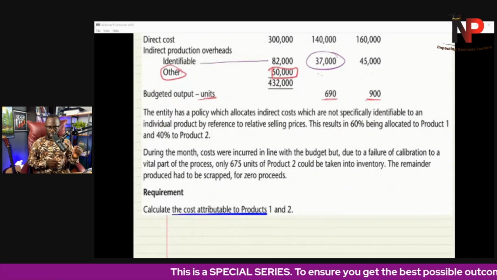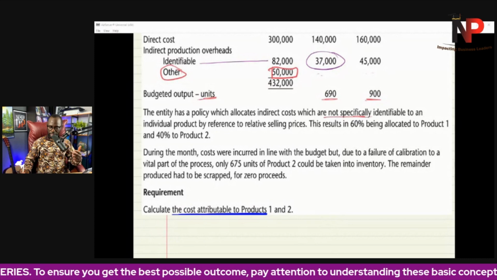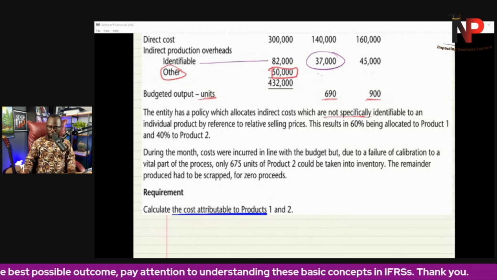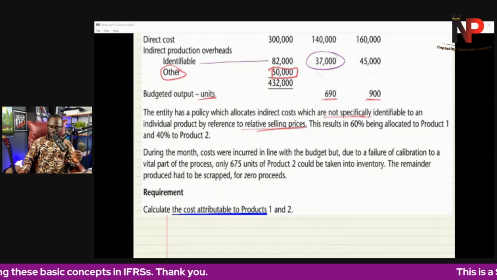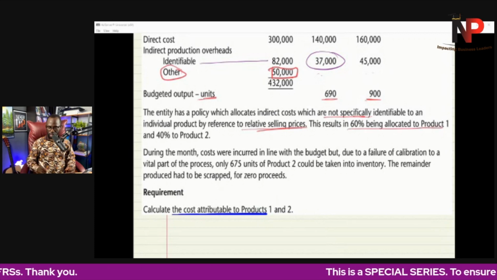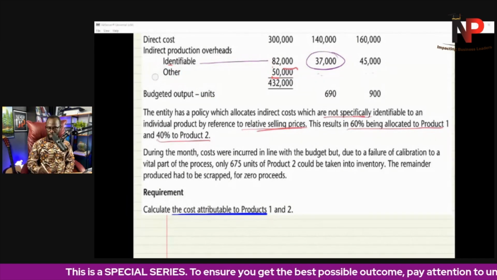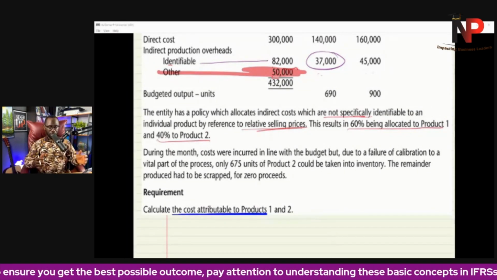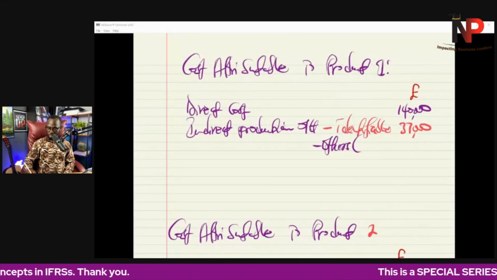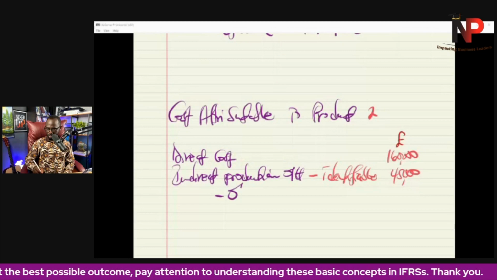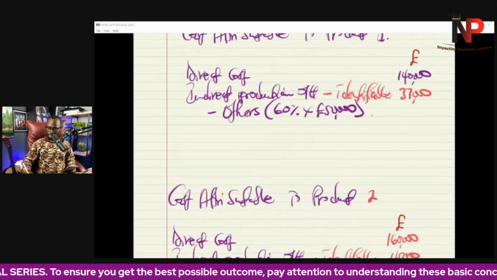The entity has a policy which allocates indirect costs which are not specifically identifiable to an individual product by reference to relative selling prices. This results in 60% being allocated to product 1 and 40% to product 2. So in our workflow here, the other overheads, 50,000, must be allocated: 60% to product 1, 40% to product 2. So others, we take 60% of 50,000 and 40% of 50,000. That gives us 30,000 here and then 20,000 there.